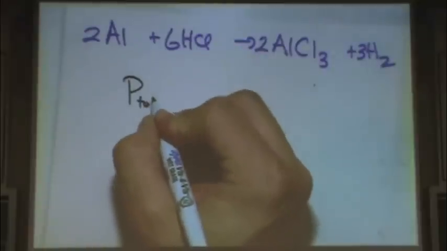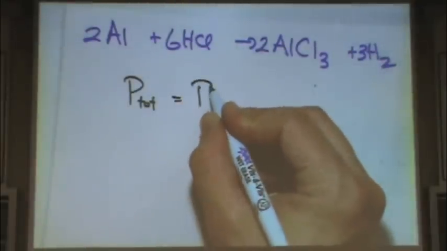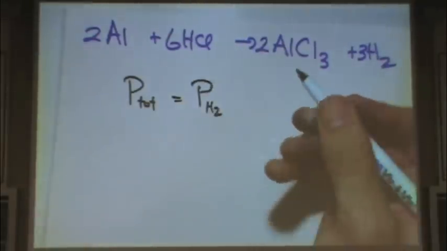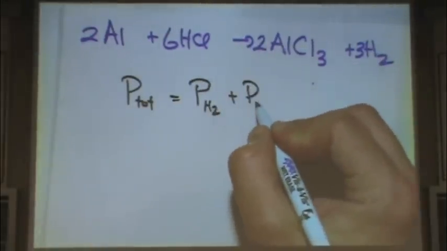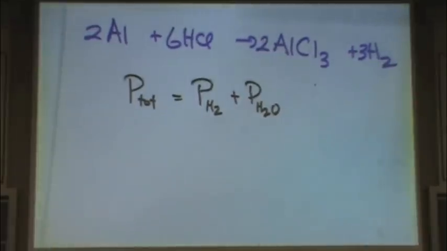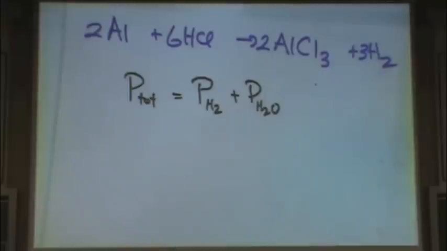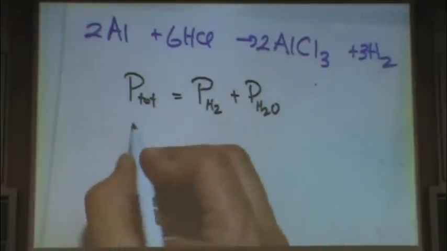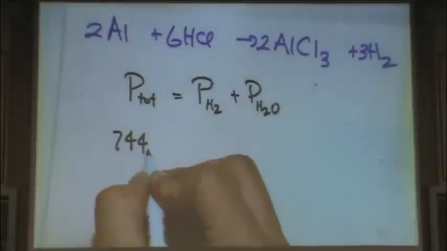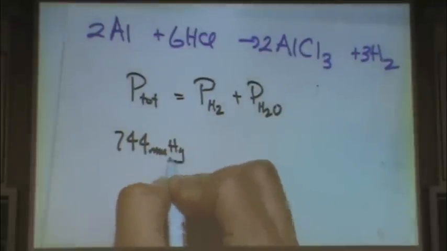P total is going to equal the partial pressure of the gas, which is H2 in this case, plus the partial pressure of water, or the vapor pressure of water. Okay? Total pressure is given in the question. That was 744 millimeters of mercury. So this is given, 744 millimeters of mercury.